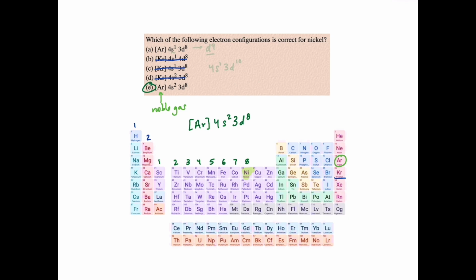Now looking at response option A, this is kind of tricking us into thinking we have a d9. And let's recall that if we have a d9, this is unstable. And so we'll take an electron from the s, which would make it 4s1, but then we'd have 3d10, so it would become more stable. So response option A, we can just toss out. So our final answer is E.